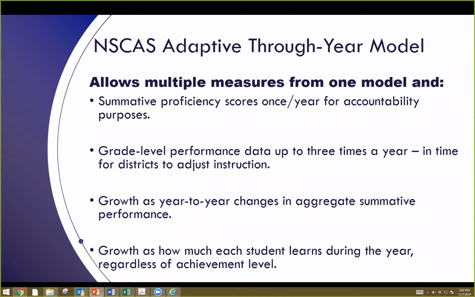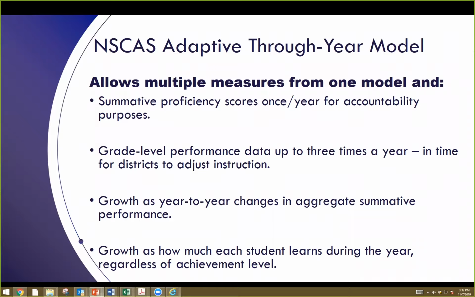So breaking this down, we're going to look at it a couple of different ways here. The adaptive through-year model is going to allow us multiple measures from one model. It's going to still give us that summative proficiency score once a year for accountability purposes to determine achievement level and proficiency. We're going to get grade level performance data up to 3 times a year in time for districts to adjust instruction.